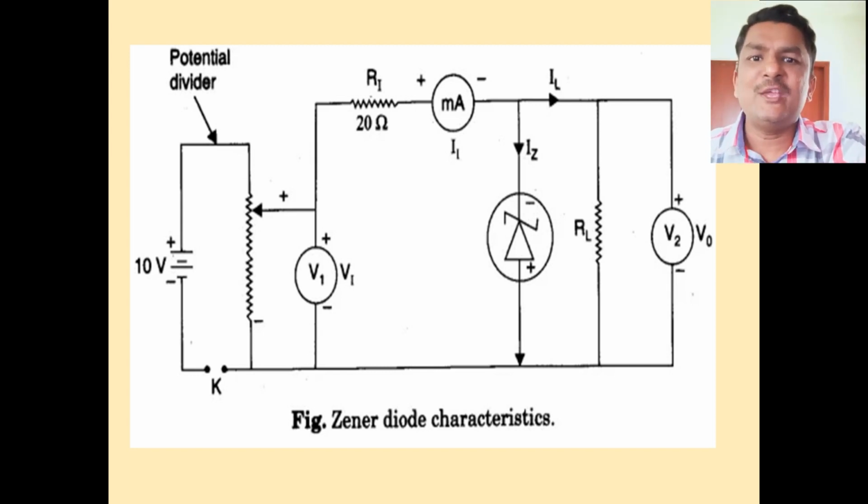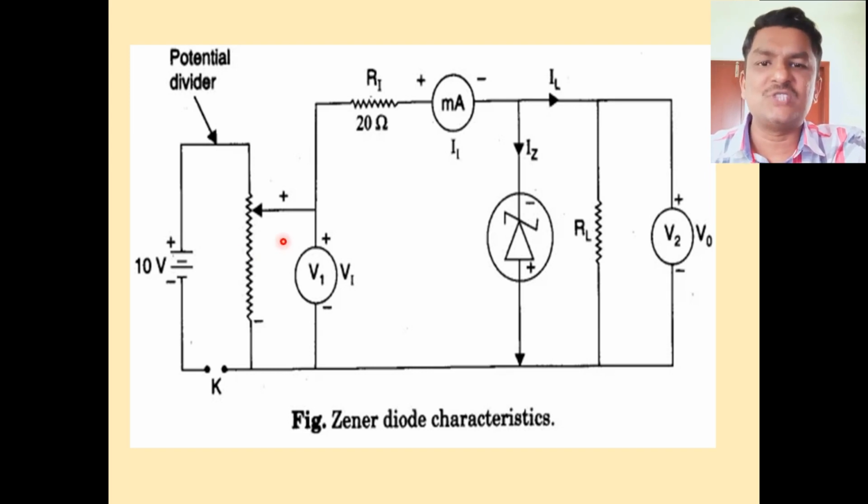Actually, a variable source is given to change the input values here, and the input can be measured by using voltmeter 1. This is voltmeter 1. So here VI is the input voltage. II is the input current measured in the ammeter.